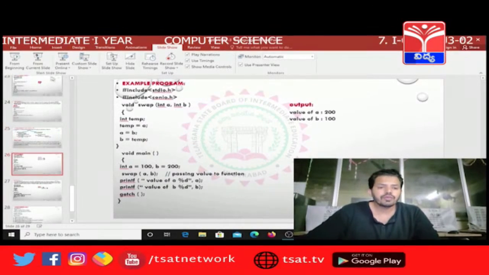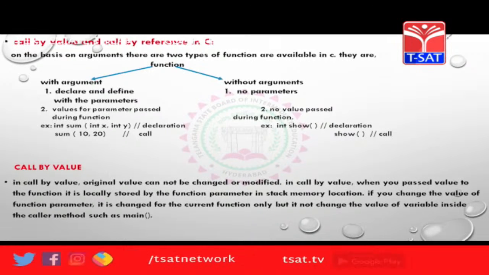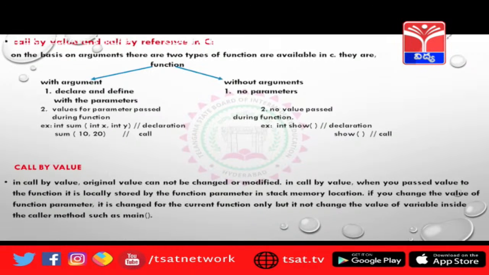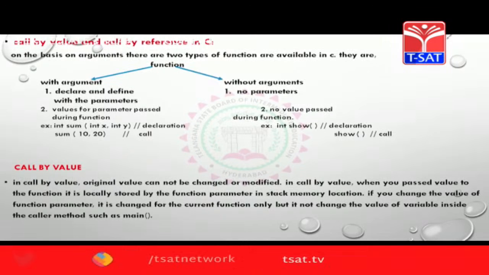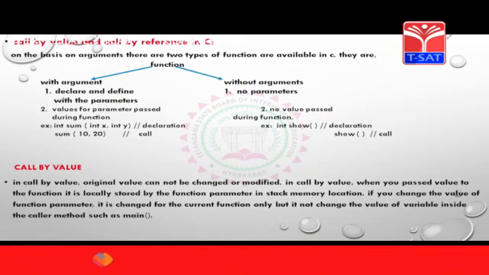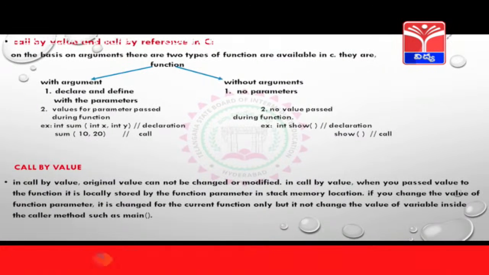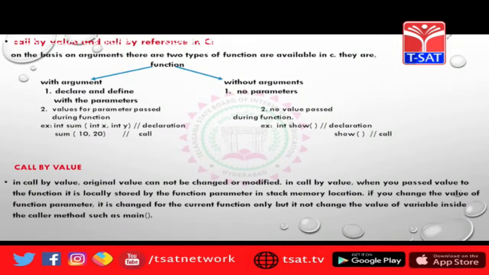Now, what is call by value? In call by value, the original value cannot be changed or modified. When we pass the value to the function, it is locally stored by the function parameters. It is stored in the function parameter only, in a stack memory location.